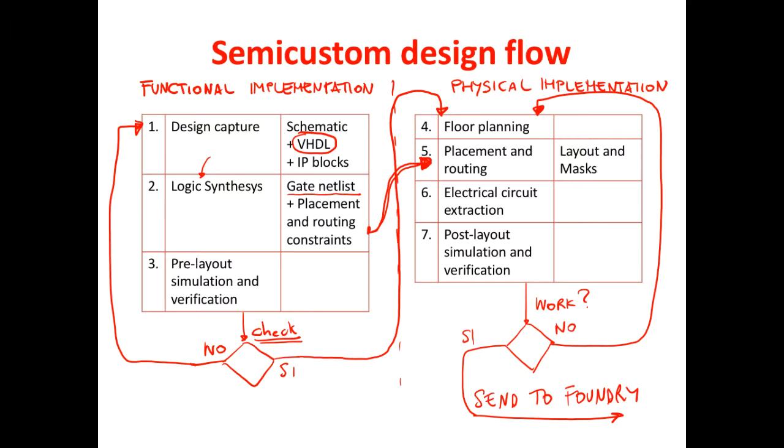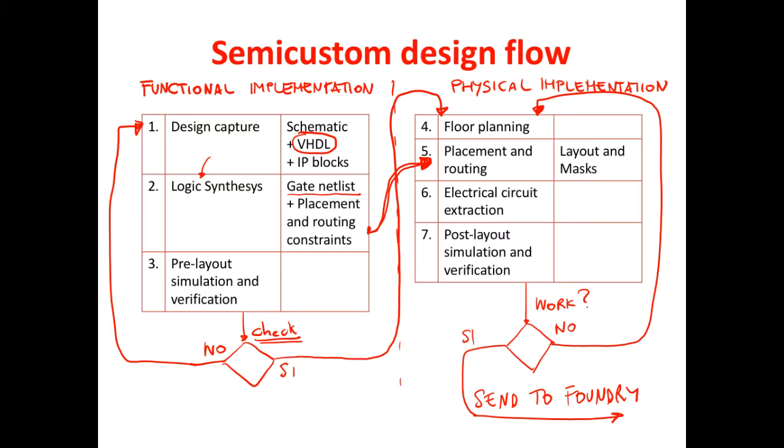For example, the length of the wire between two different gates, because the delay in the propagation of the signal between two logic gates is a function of the length of the interconnections. So we typically have constraints in terms of maximum length of the interconnections, and we have to use this constraint when we place the two different gates on the silicon die. Okay, this list of constraints is generated by the logic synthesis tool. So we have the gate netlist and the list of constraints.